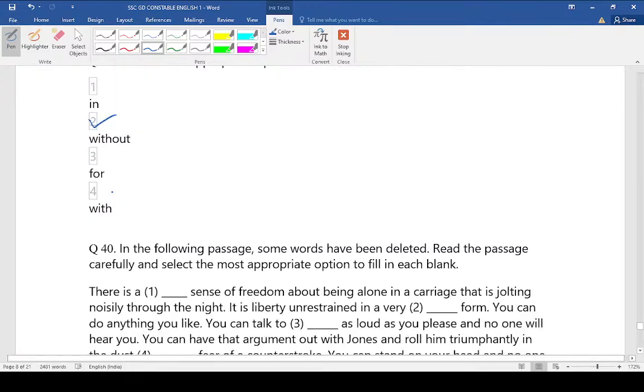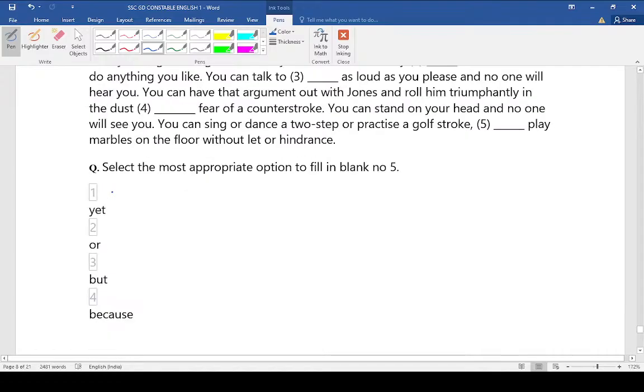So in the following passage, some words. Now we have to see the fifth one. You can stand on your head and no one will see you. You can sing or dance a two-step or practice a golf stroke dash place marbles on the floor without let or hindrance. Select the most appropriate option to fill in the blank number 5.